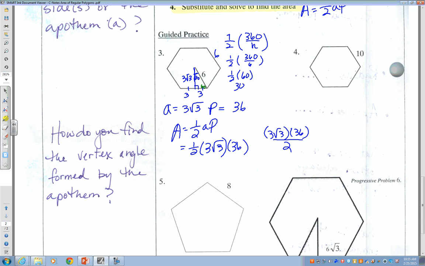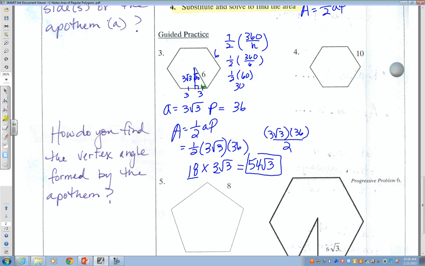So, which number could you take a half of? Yeah, the 36. That's a whole number. What's half of 36? Okay, so now basically I'm saying 18 times the 3 root 3. What would that give me? 18 times 3 root 3. Yeah, 54 root 3. Only the outside numbers get multiplied together. Okay? So my exact answer is 54 root 3.